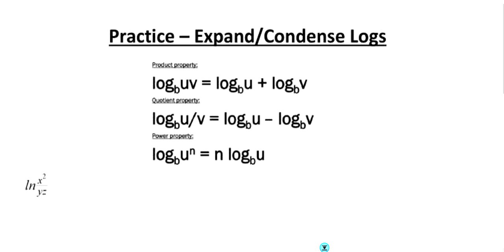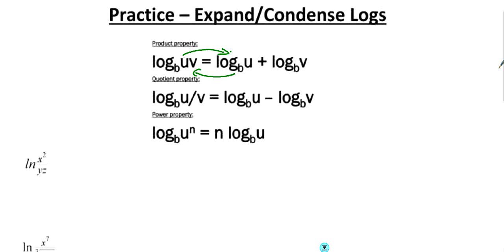Okay, so we're going to be practicing expanding and condensing logarithms. So these are the rules. These are the product property, the quotient property, and the power property of logarithms. If we follow these rules, it'll allow us to go from a condensed form to an expanded form, or the expanded form back to the condensed form. They work both ways. So it's easy to tell which way we're going.